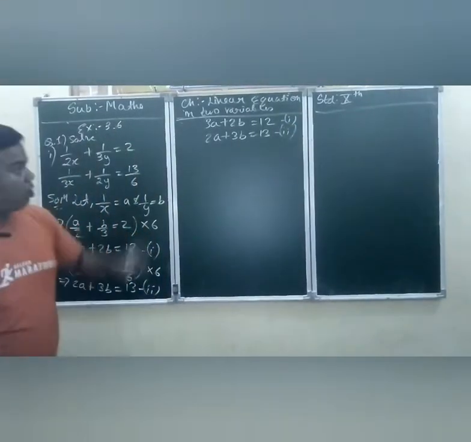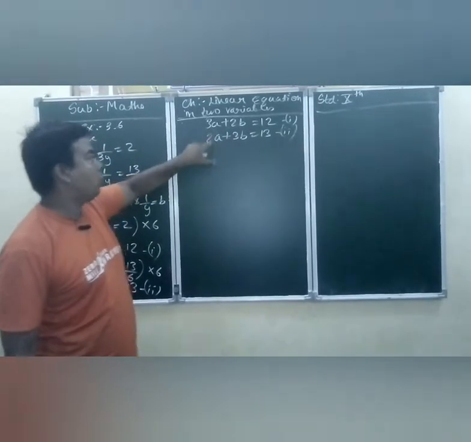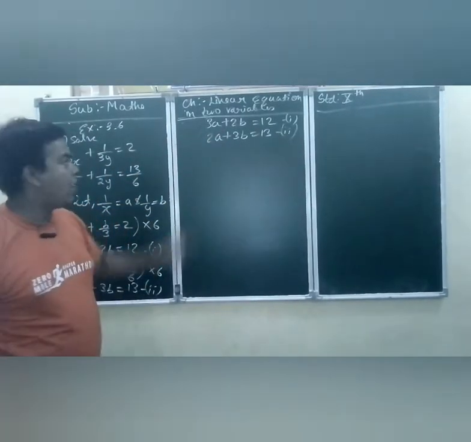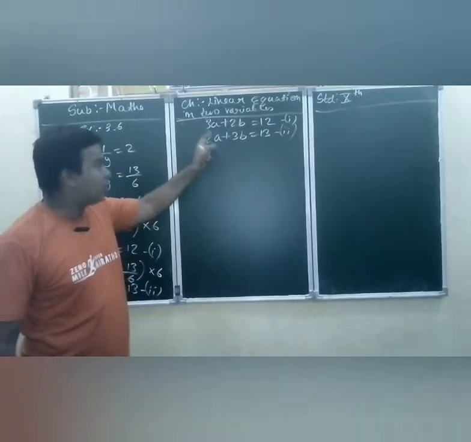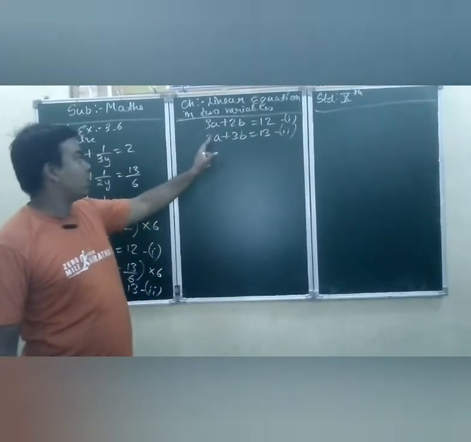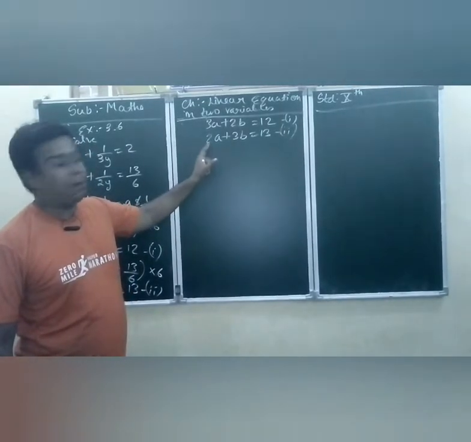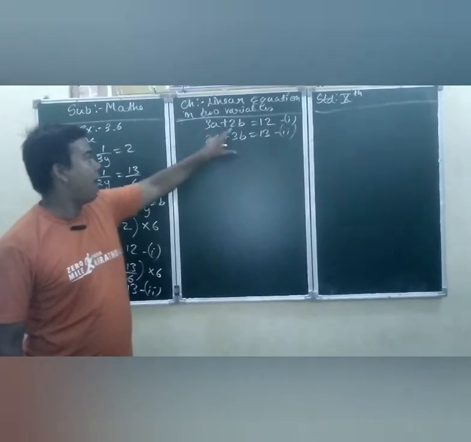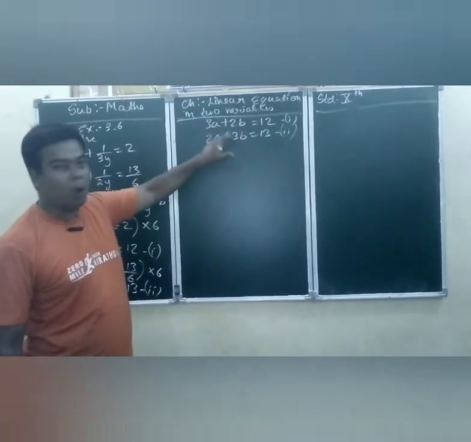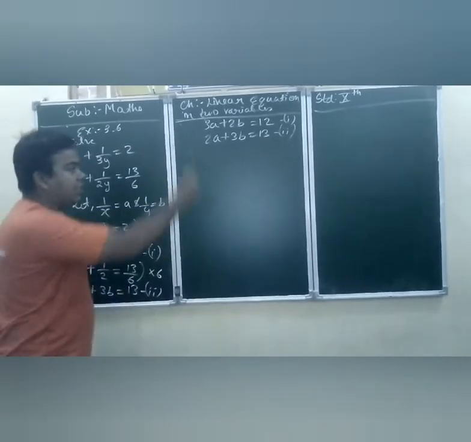One more thing: in the cross comparison of the coefficients, a1 equals b2 and b1 equals a2. So 3 and 3 are equal in cross, and 2 and 2 are equal.